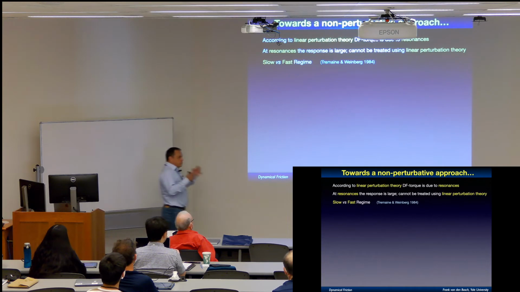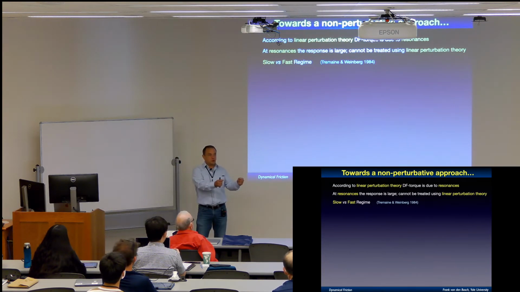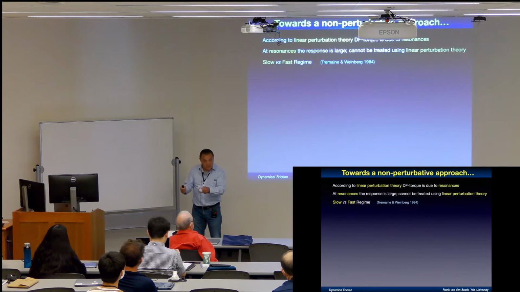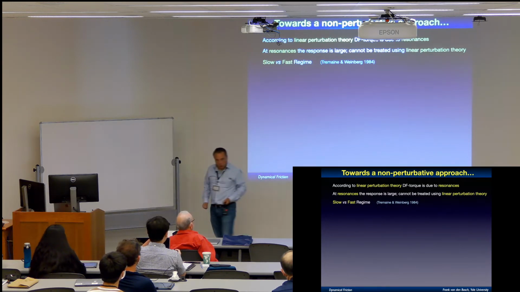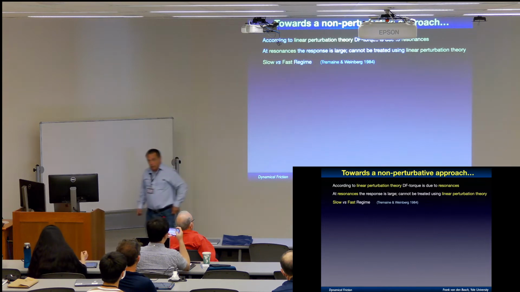We have used perturbation theory to derive an expression for the torque that tells us that the torque comes from resonances. Now, where does perturbation theory fail? At resonances, because at the resonance I get a large response and nothing remains small. And this is a standard problem in this sort of field.